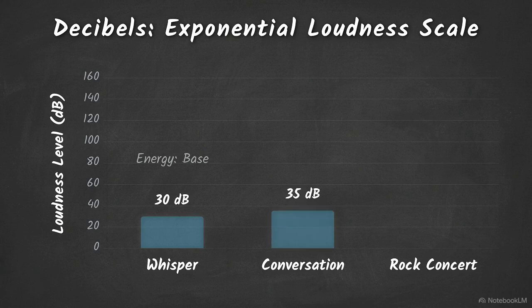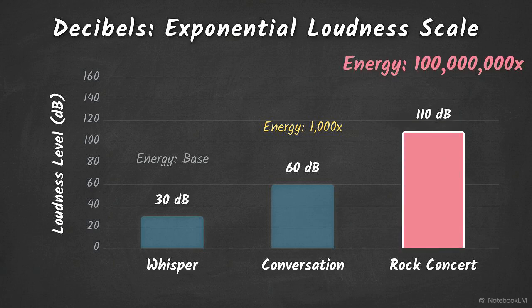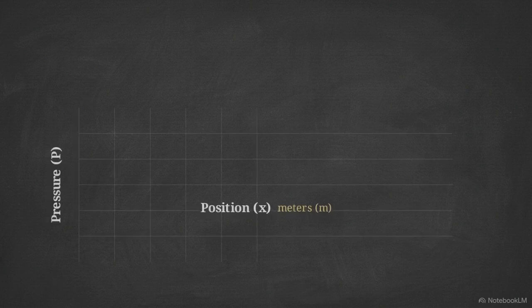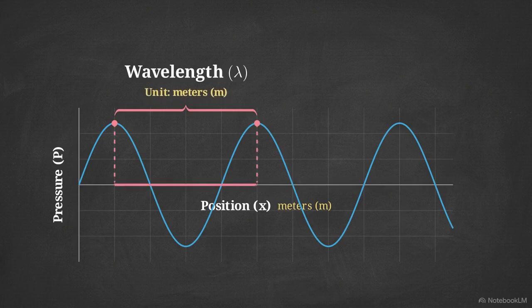This is a logarithmic scale, meaning a 60 decibel conversation carries significantly more energy than a 30 decibel whisper, and a 110 decibel rock concert carries exponentially more. Returning to our wave diagram, if we measure the physical distance between two consecutive peaks, we find the wavelength, denoted by the Greek letter lambda. This is measured in meters.